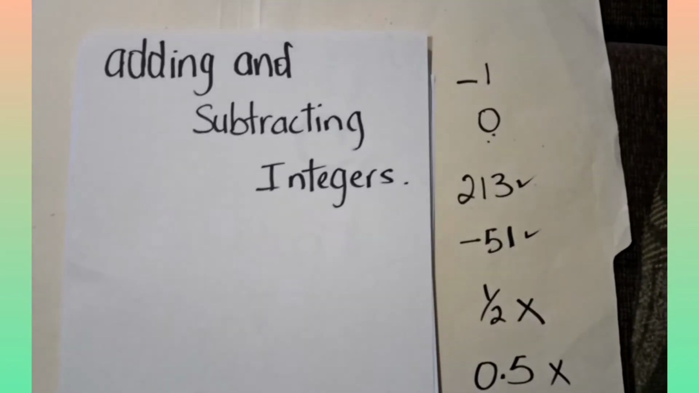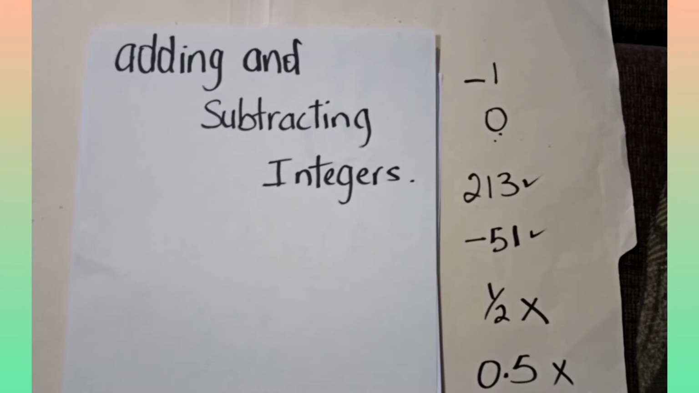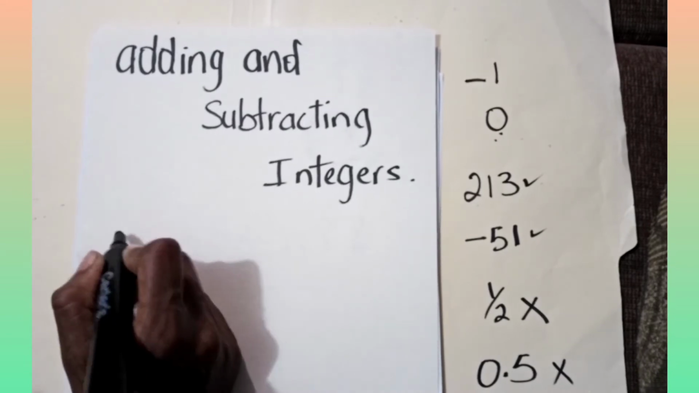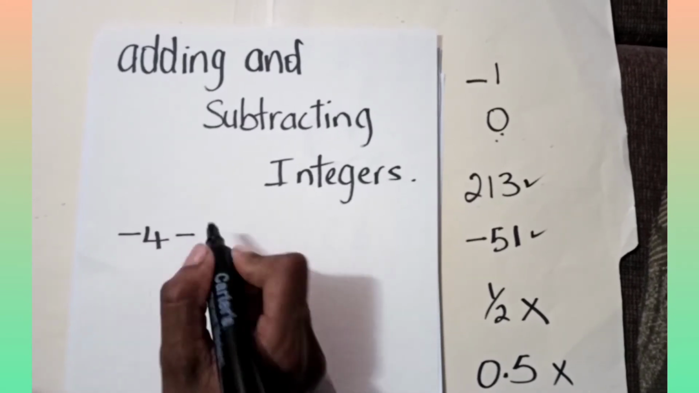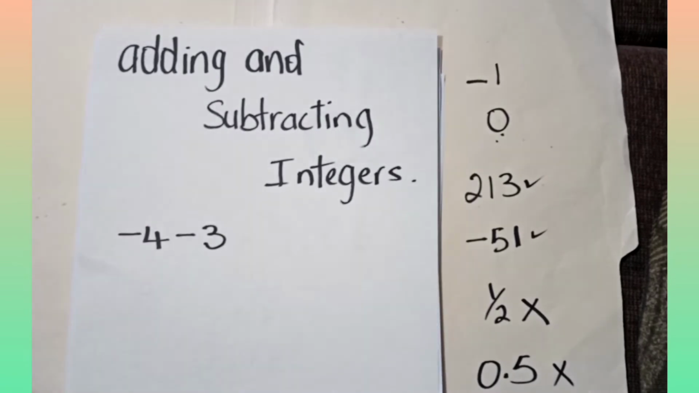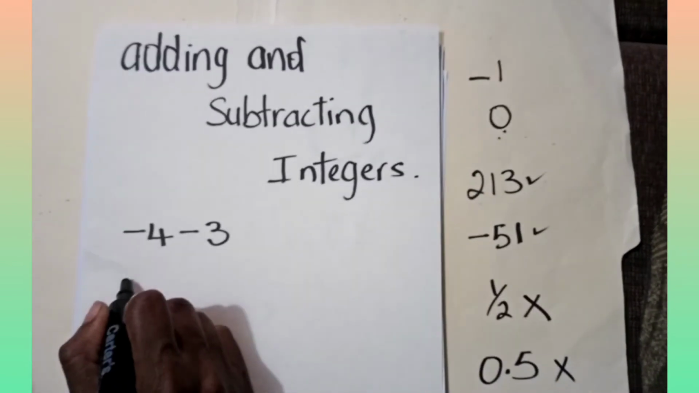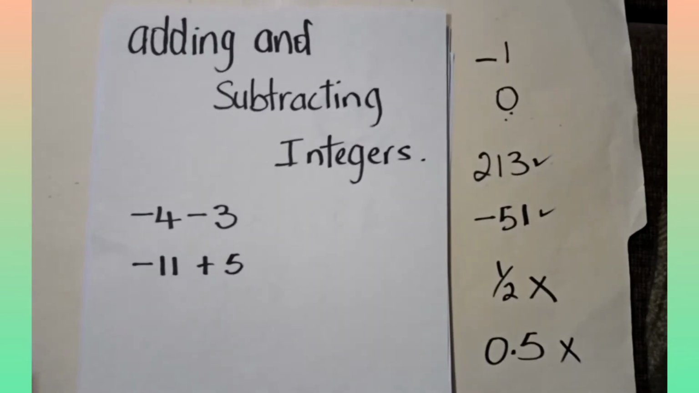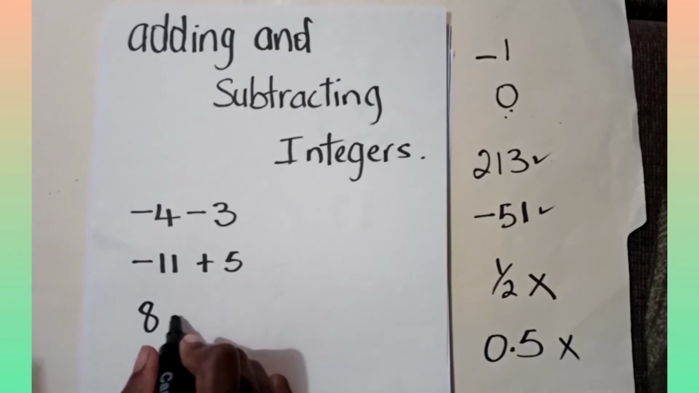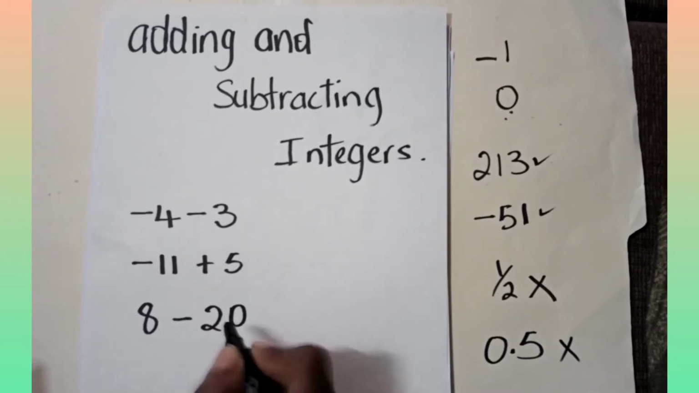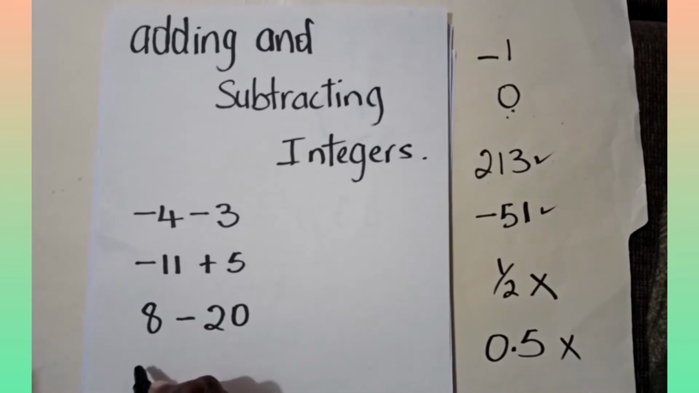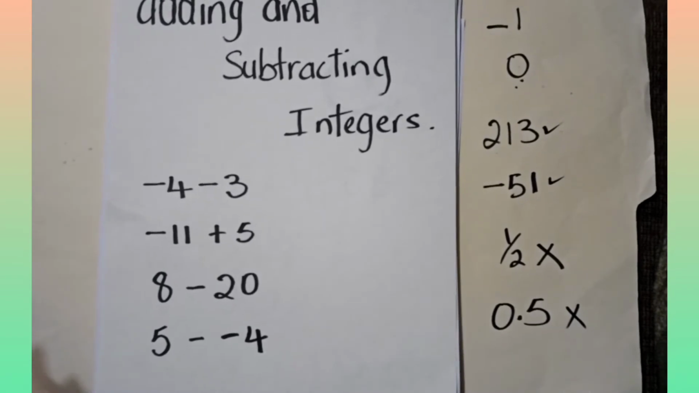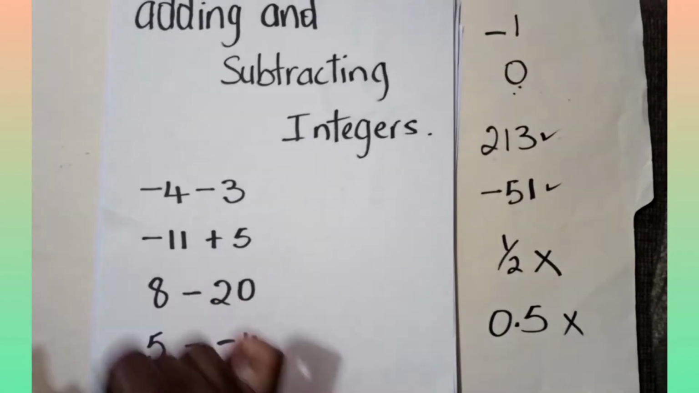All right, let us look at how we add and subtract them. So for example, a negative 4 take away 3. What about negative 11 plus 5? What about 8 and you take 20 from it? Or what about having 5 and you subtract a negative 4 from it? How do we solve these?